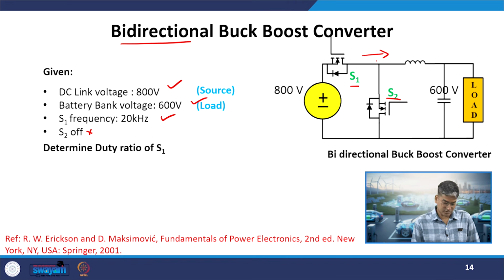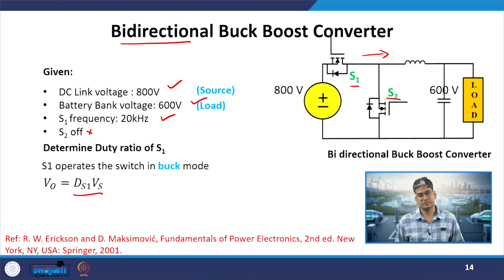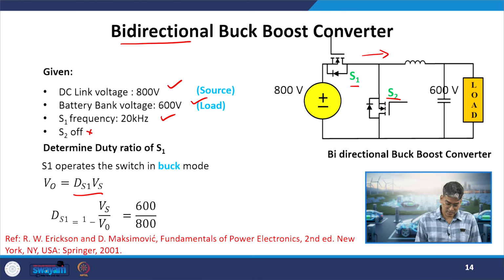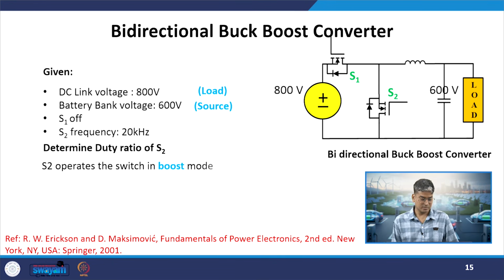Okay. So how will it be? Now in this buck mode we know the relation between the input and output: it will be the duty ratio times of switch 1. Because we are operating switch 1, switch 2 is permanently off. So it will be given as 600 by 800, which is equal to 0.75. Now it will be operated in the buck mode of operation.